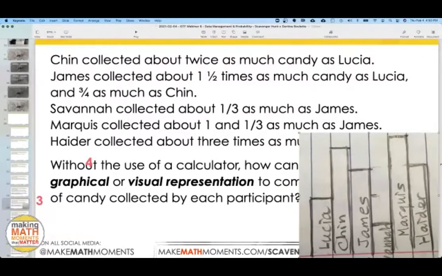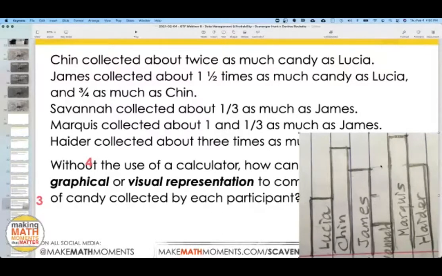If I go through this, I might ask this student to prove to me or help me understand why these relationships work right. I look at them and they look correct. I say, well, Chin is twice. Can I fit 2 of Lucia's bars in? Yeah, that looks pretty good. James is 1.5 times. So if I took 1 of Lucia and then another half and I placed it on top, that looks pretty good too.